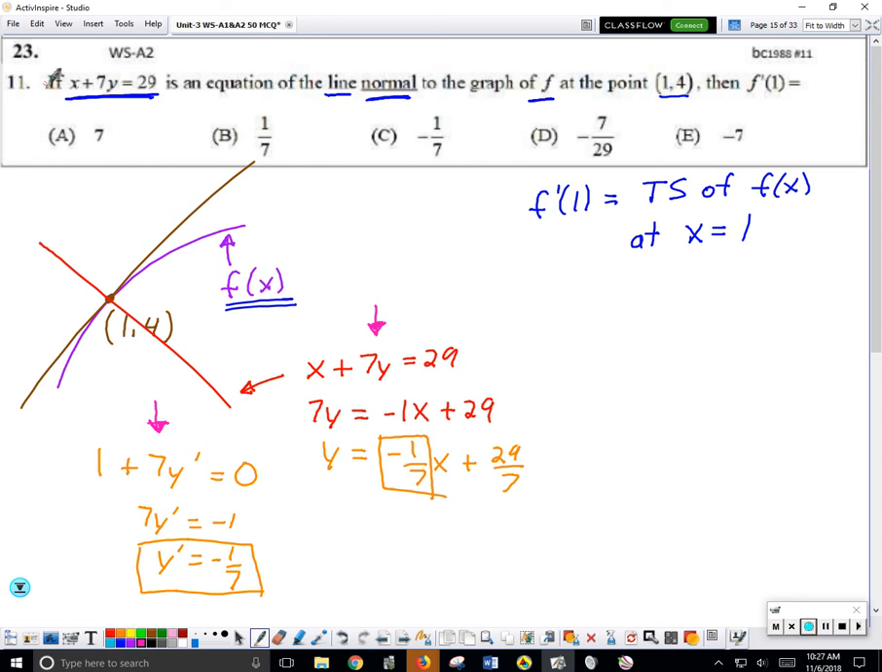We said we're going to take the derivative of this equation. It turns out to be negative 1/7. Therefore, the slope of this equation is always negative 1/7. But wait, if that's the derivative of y, but we were finding the derivative of x plus 7y equals 29, how is that the slope on that line?